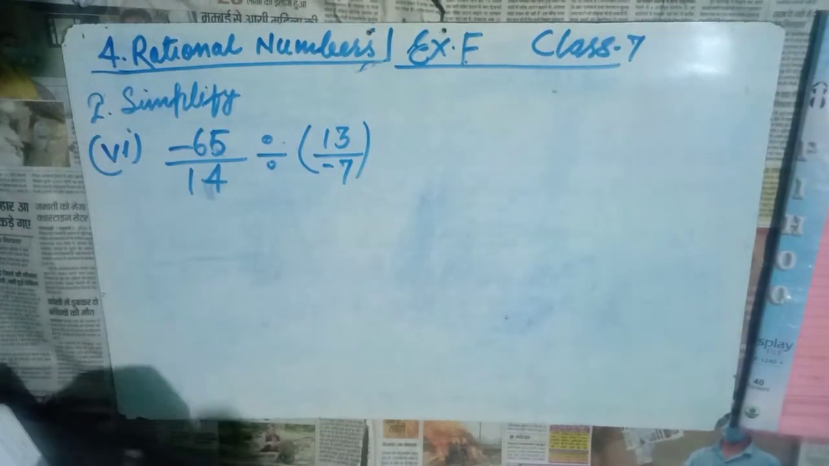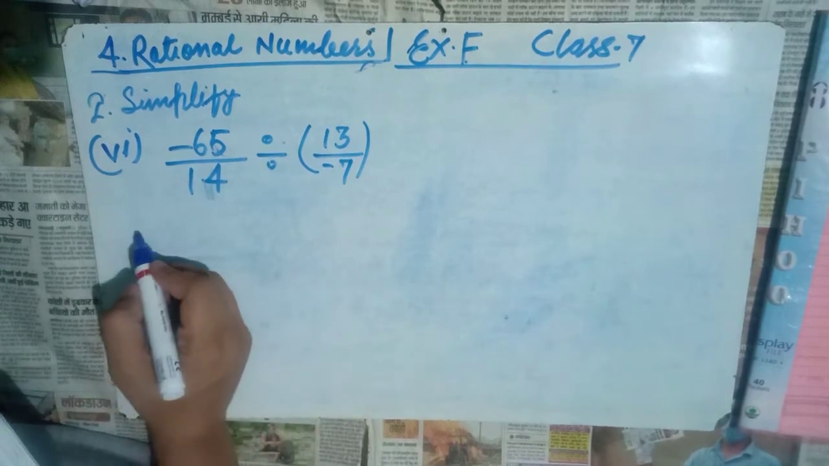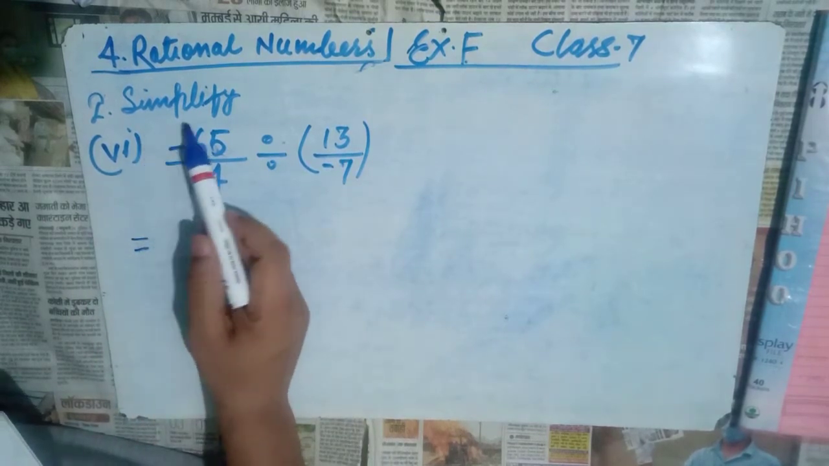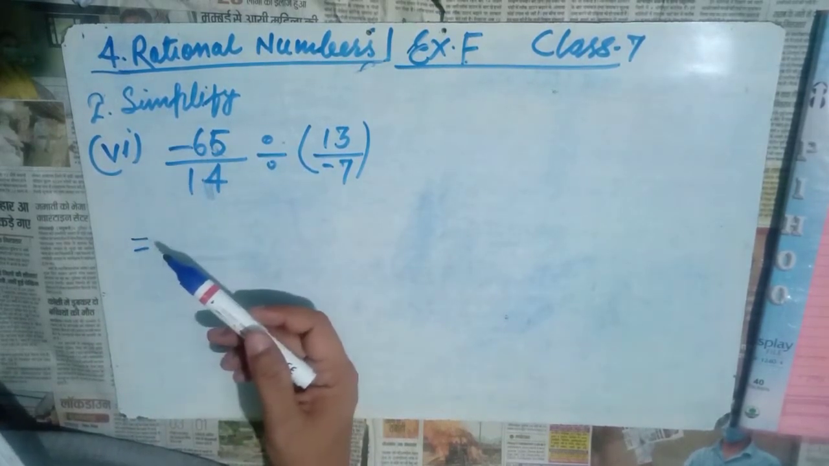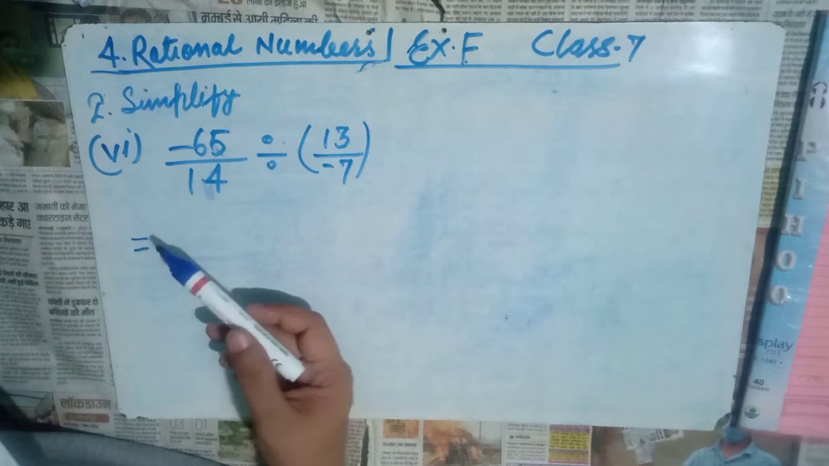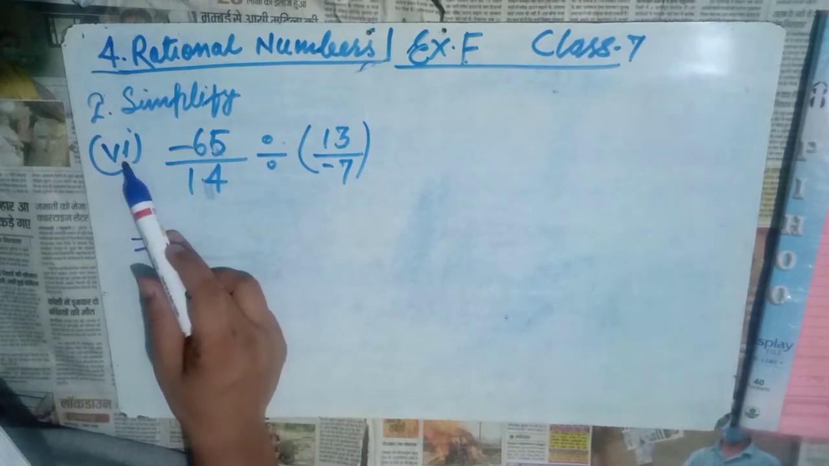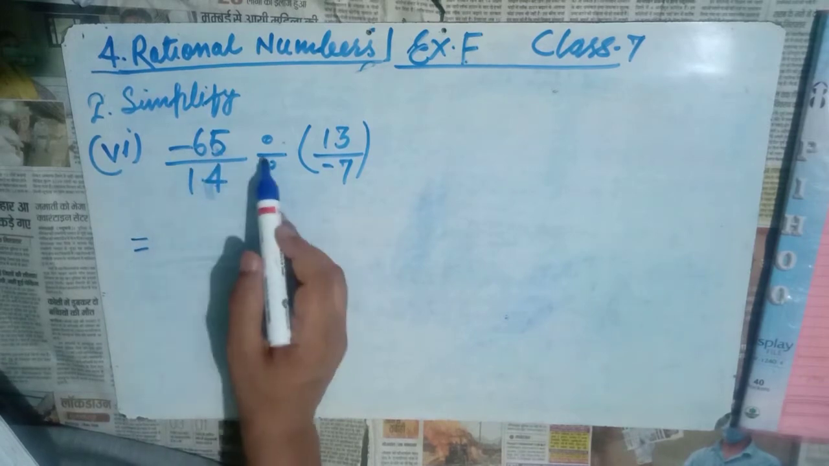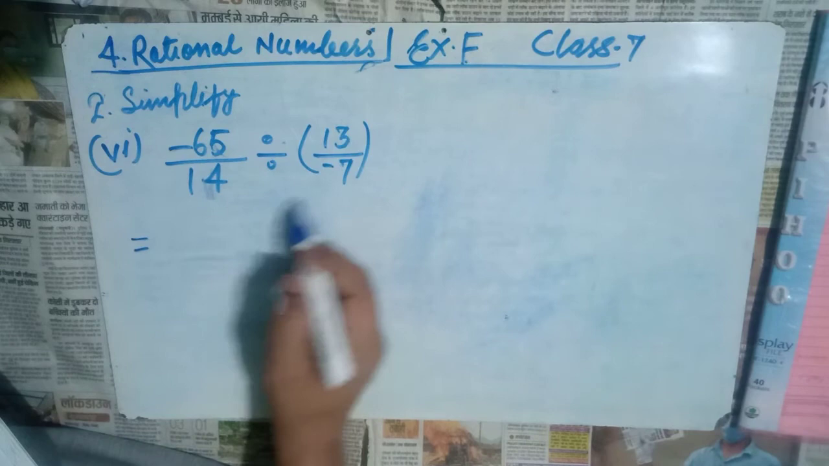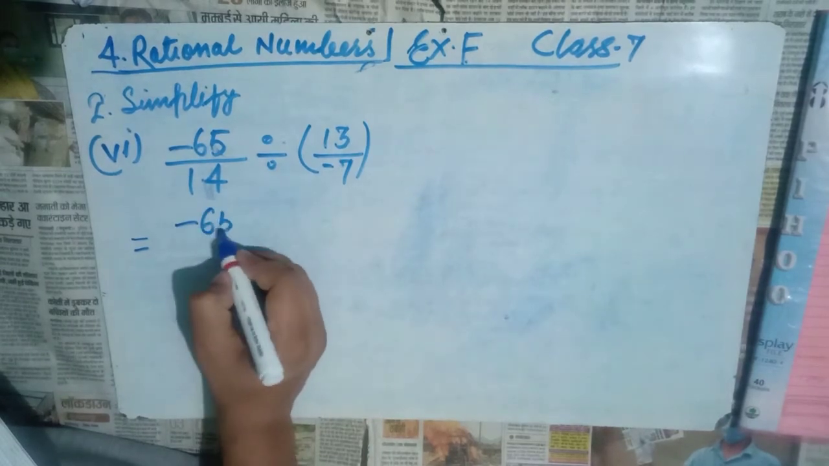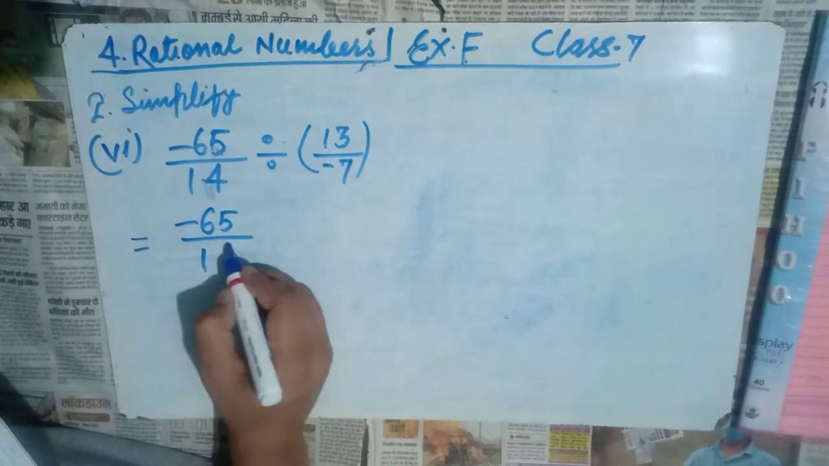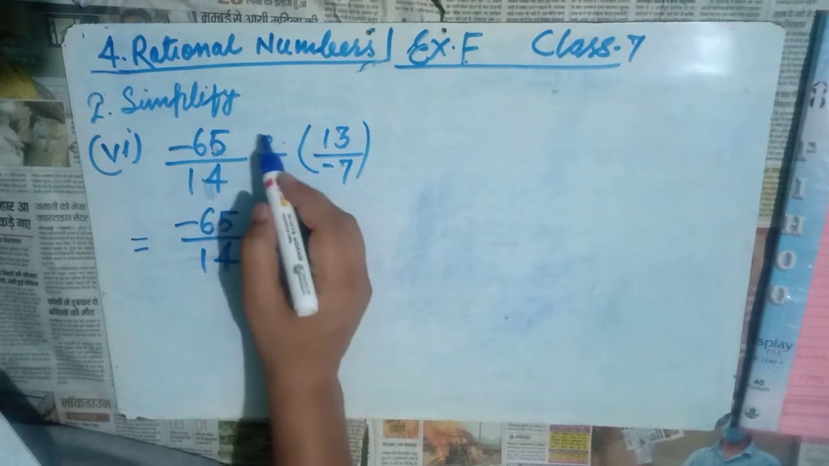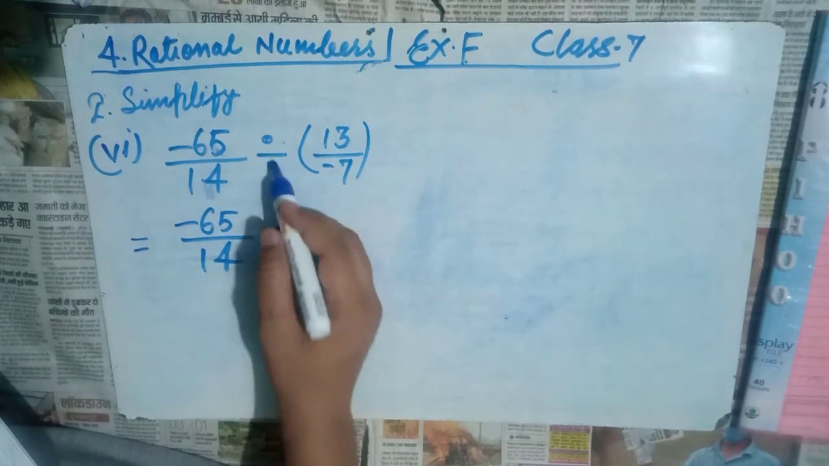Okay, now friends, see question number two, simplify. Question number two has 6 sub-questions, and we have taken sub-question number 6. Here, minus 65 by 14 divided by 13 by minus 7. Now solve this. This can be solved by writing the first rational number, and now we have to change into multiplication.